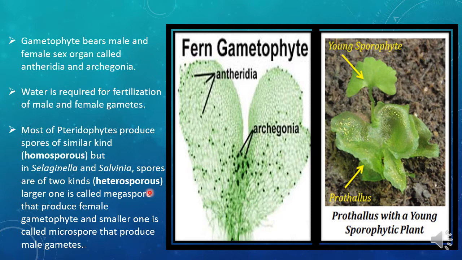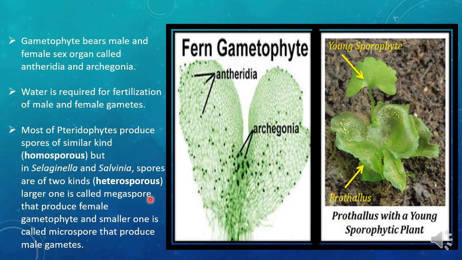Mega means bigger, right? Micro means smaller. So megaspore will always be the female spore because the fertilization is taking place in archegonia. The zygote and embryo have to develop in the archegonium, which is the megaspore. So the megaspore has to give nourishment to the zygote and embryo. So it should contain some nourishment cells. Hence it is larger in size.